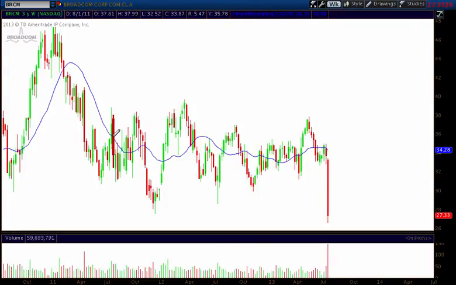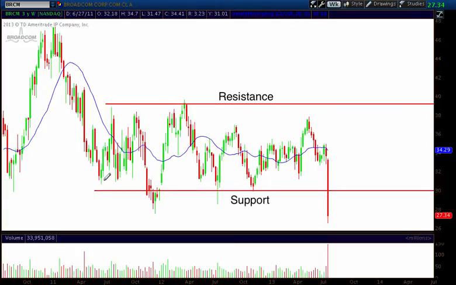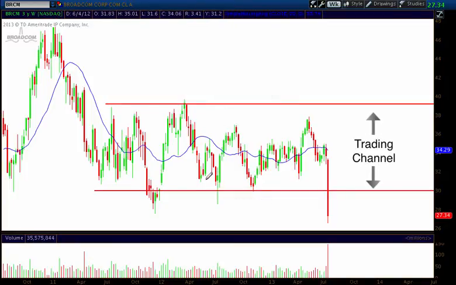Now this works best in stocks that have been in trading channels. What's a trading channel? That's a stock that has an area of resistance that's fairly consistent, followed by an area of support. You're going to connect as many of those dots as you can, and this whole trading range is often referred to as the trading channel.